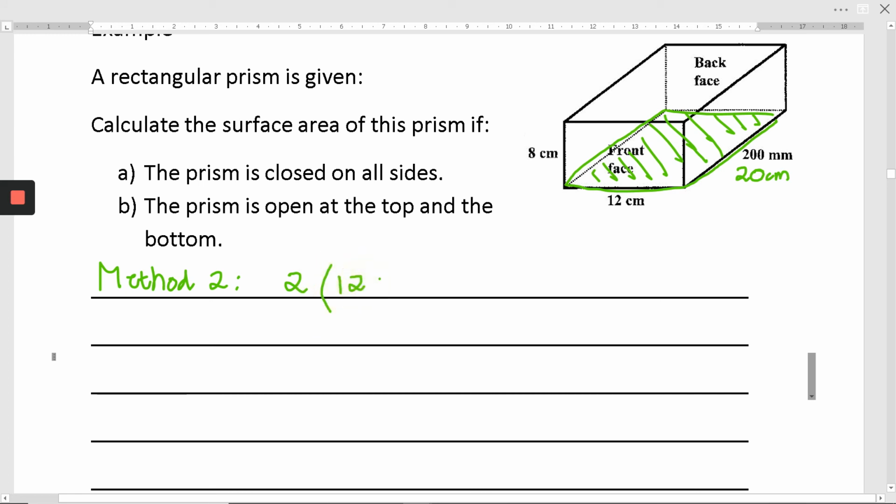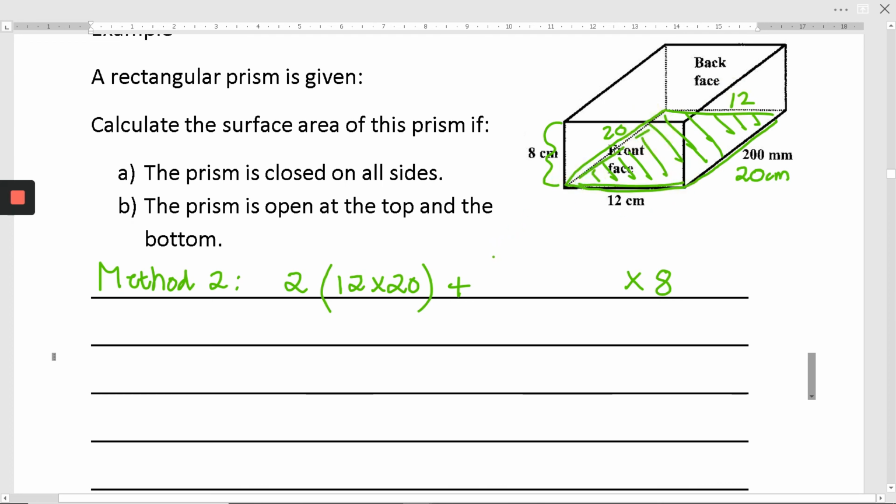So using the formula, I'm going to say 2 times the area of the base, and the base is the 12 times the 20, and then I'm going to add the perimeter of the base times the height. That part's easy. It's going to be something times the 8, which is the height. Perimeter of the base, I need to transfer some numbers across and realize that that's also 20, and at the back that's also 12.